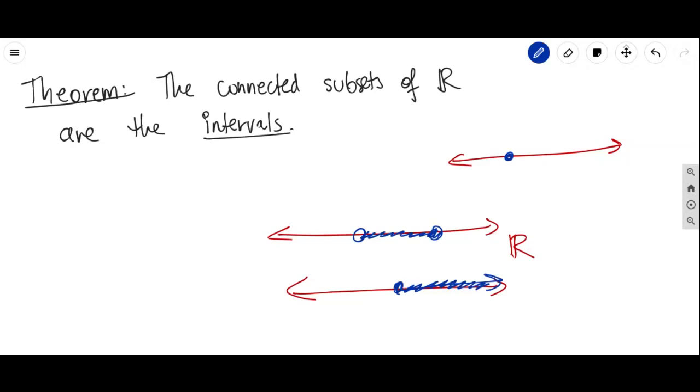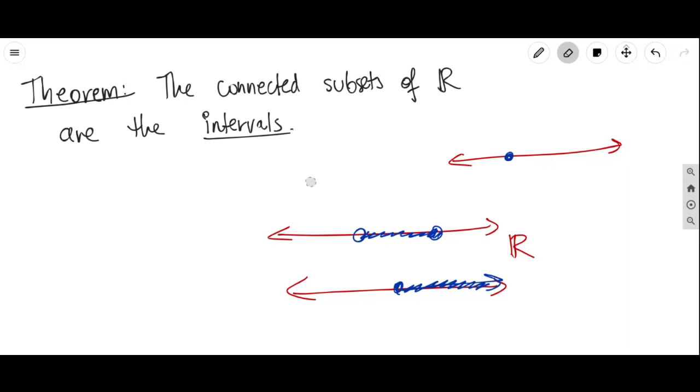You can say the empty set is connected for the obvious reason, because the only subset of the empty set is itself. So connected means the only clopen sets are the trivial ones. Well, when you have the empty set, it's not just the clopen sets, but any set is trivial in the empty set. So these are the pictures.